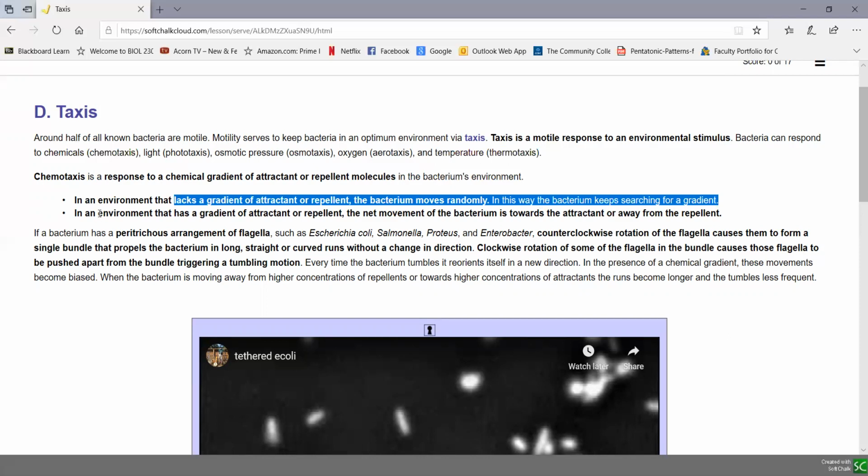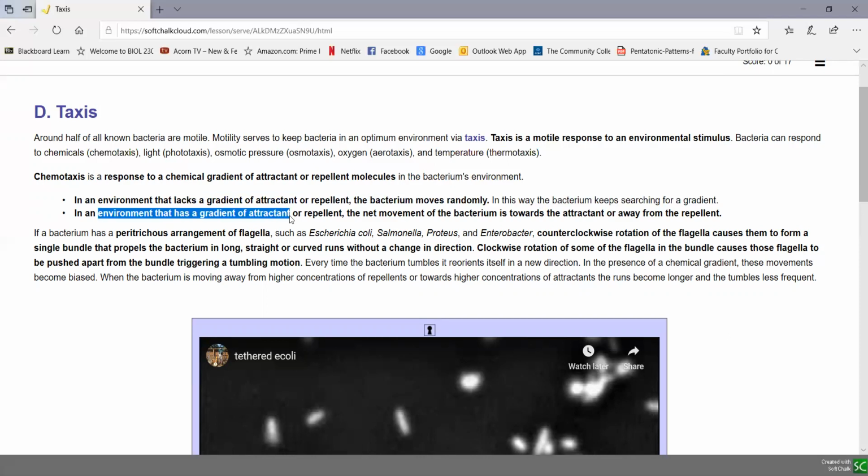But if an environment has a gradient of an attractant or a repellent, the net movement of the bacteria is towards the attractant, the good substance, or away from the repellent. Again, it's not a continuous movement, there are runs and tumbles, but the net movement is towards an attractant or away from a repellent.